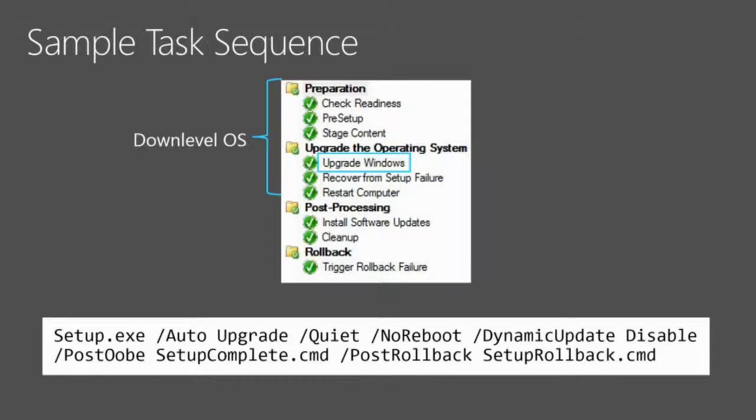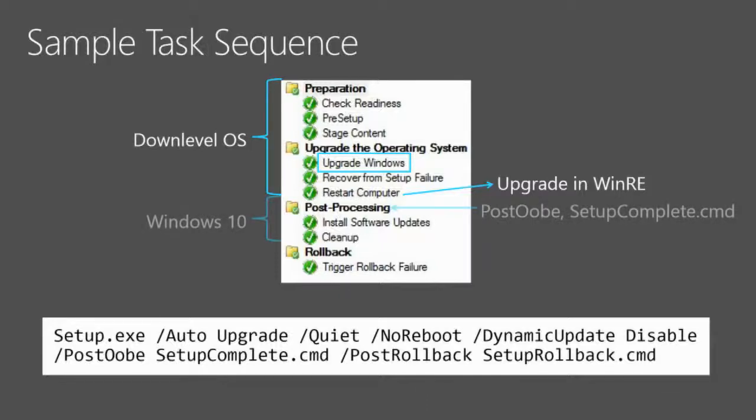The post-OOBE and post-rollback scripts are what we use to hook back in and restart the task sequence, which I'll show in just a second. All right, so in the process we restart the computer. What actually happens then is we go into a low-level WinRE state where Windows will actually perform that upgrade. Once that's done, it'll go through a couple of reboots, through finalization, and through OOBE, the out-of-box experience. At the end of that, post-OOBE, it'll run setup complete.